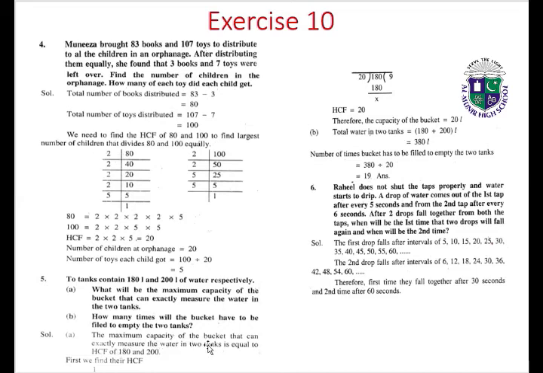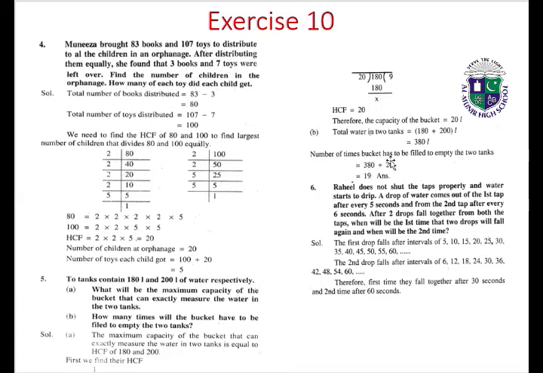The maximum capacity of the bucket that can exactly measure the water in the two tanks is equal to the HCF of 180 and 200. First we find their HCF. 180 divided by 20: 2 9s are 18, 0 0, 20 9s are 180. So the highest common factor is 20. Therefore the capacity of the bucket is 20 liters. Total water in two tanks is 180 plus 200, which equals 380 liters.